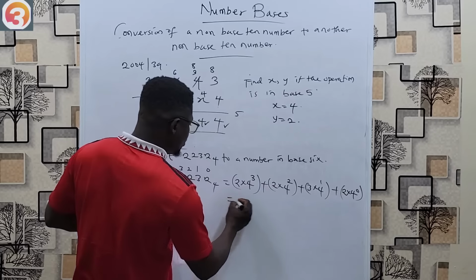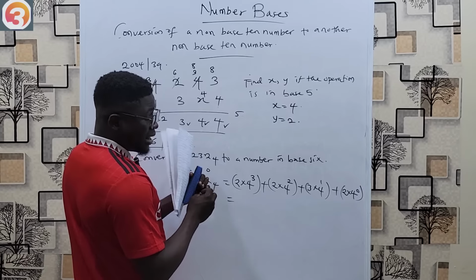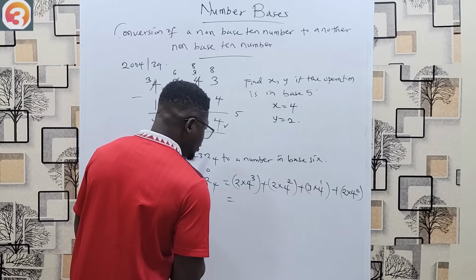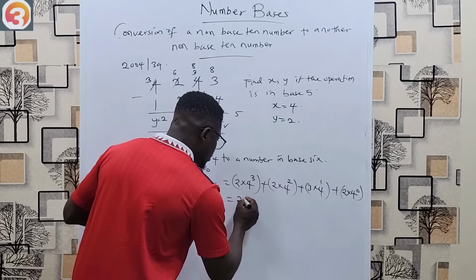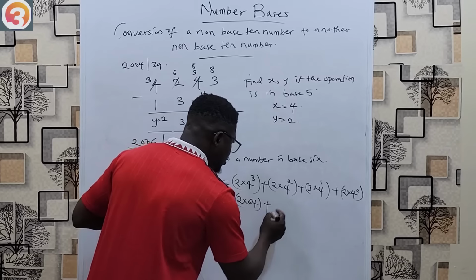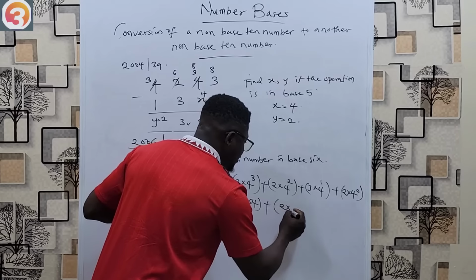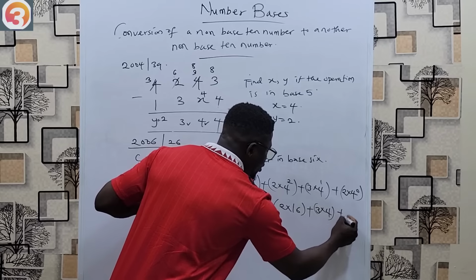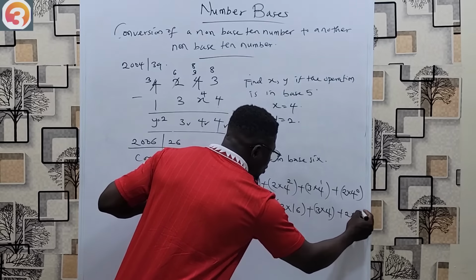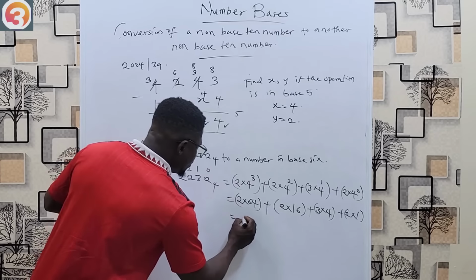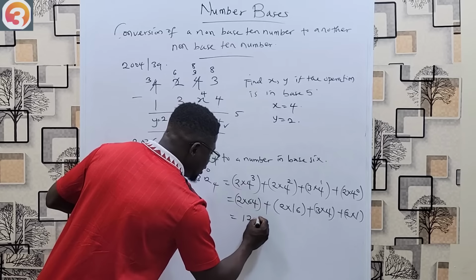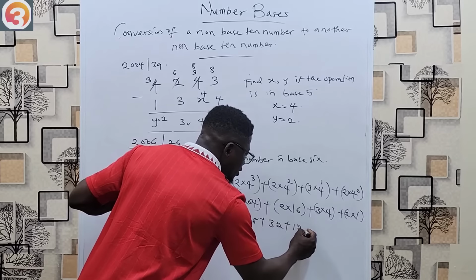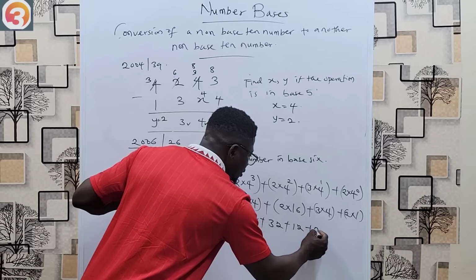So now you do your expansion. What is 4 raised to power 3? 4 times 4, 16. 16 times 4, 64. So 2 times 64, then plus 2 times 4 times 4 is 16, then plus 3 times 4, then plus 2 times 1. 4 raised to power 0 is 1. So you do 2 times 64 is 128, then plus 2 times 16 is 32, 3 times 4 is 12, then plus 2 times 1 is 2.